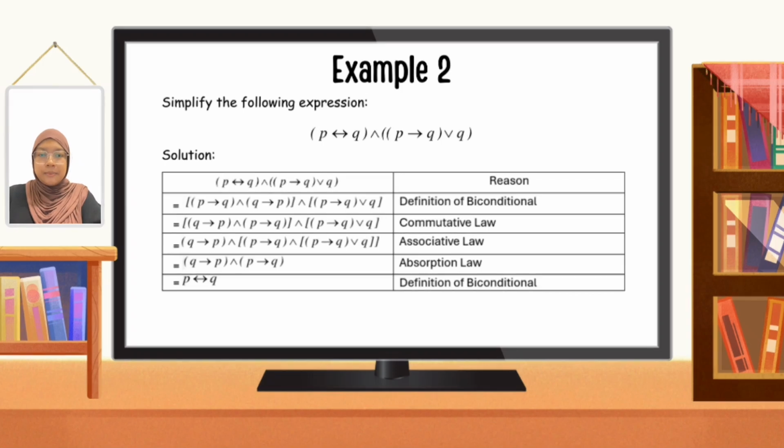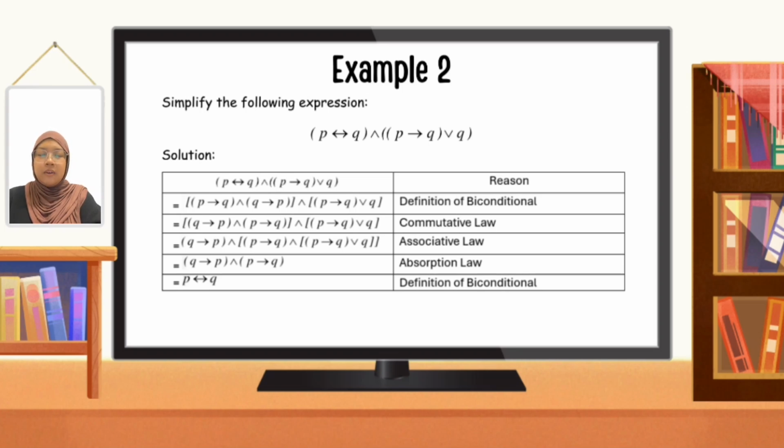For the second example, we have to simplify this expression, which is P biconditional Q and P implies Q or Q. So for the solution, for the first step, we have to apply the definition of biconditional. P biconditional Q is expanded into P implies Q and Q implies P. For the second step, we have to use commutative law. The commutative law is applied to rearrange P implies Q and Q implies P into Q implies P and P implies Q. Note that this step doesn't change the meaning, but rearranges them for convenience.